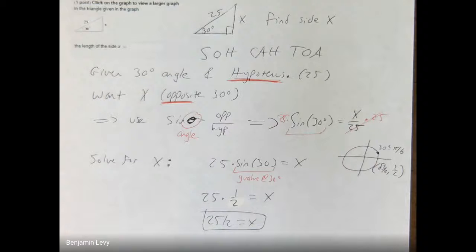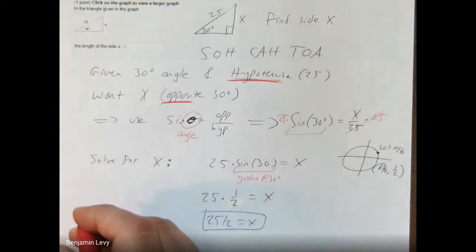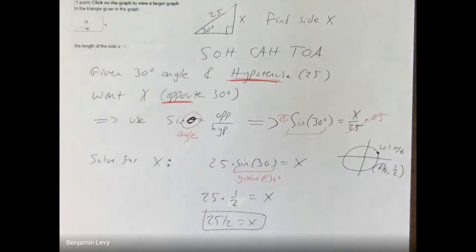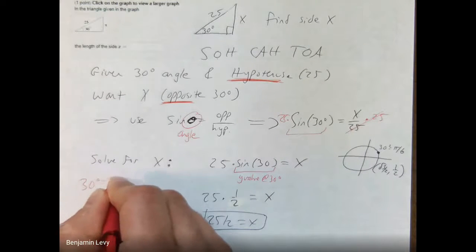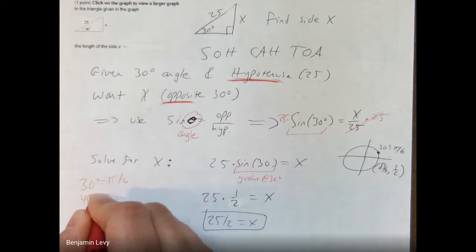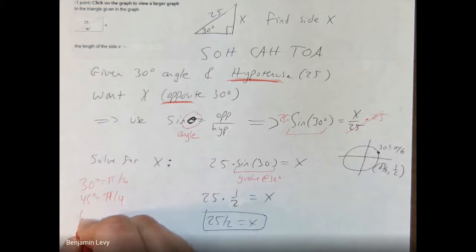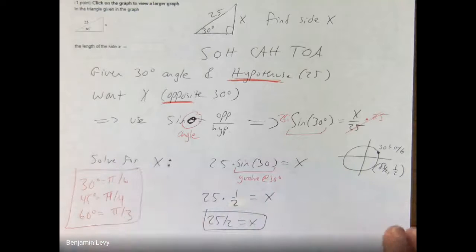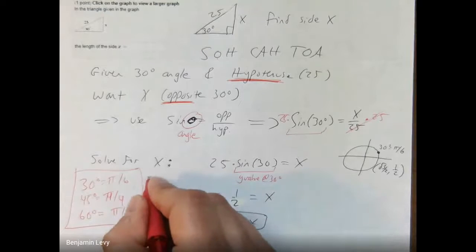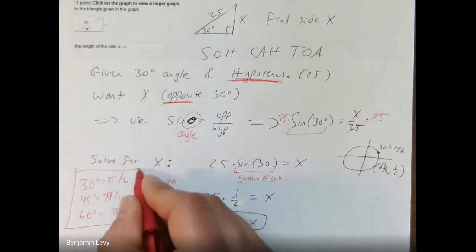And so someone had said, how do we know that 30 degrees is pi over 6? So you should know these, the main ones, basically. You should know that 30 degrees is pi over 6, 45 degrees is pi over 4, and 60 degrees is pi over 3. Those are the three relationships. And I mean, the other ones you should know too, like, for example, pi over 2 is 90 degrees. I guess that's another one that you should know.